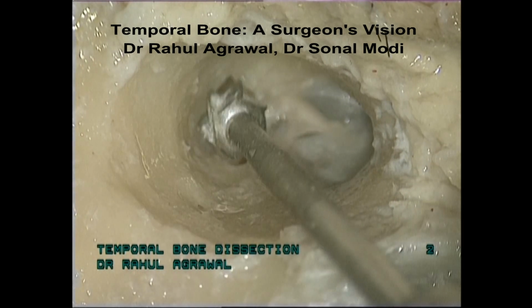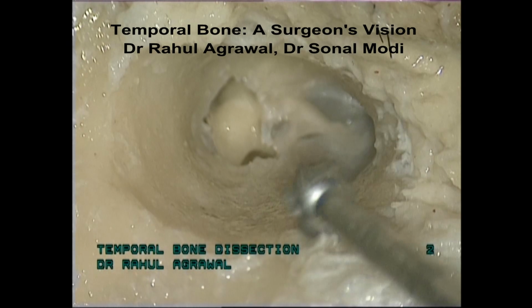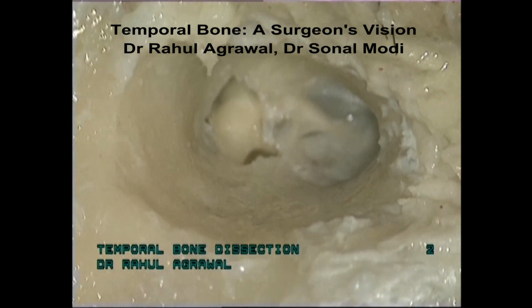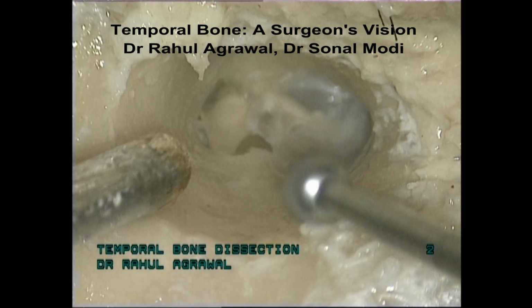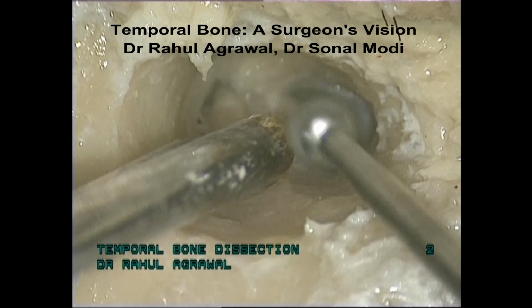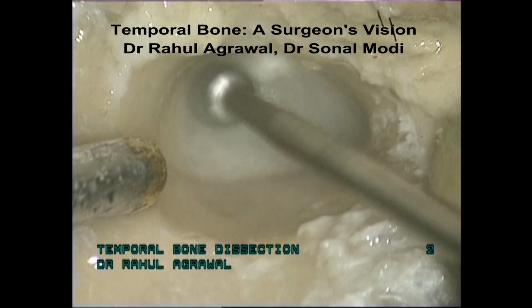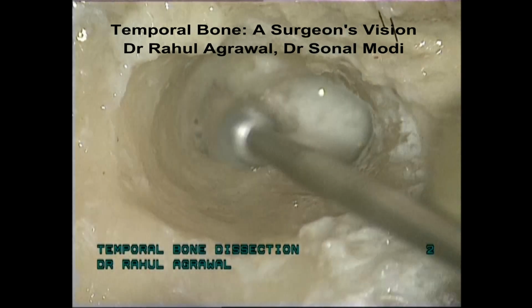Now you can further expose it by drilling medial to lateral and in a circular manner. So you have to keep your cavity circular all the time. First widen the lateral part of the cavity and then go medially. On the lateral aspect you drill in a circular manner, whereas when you are drilling on the medial aspect you drill from medial to lateral.